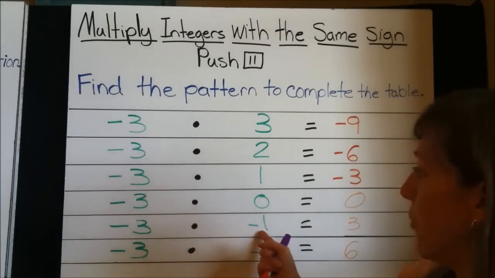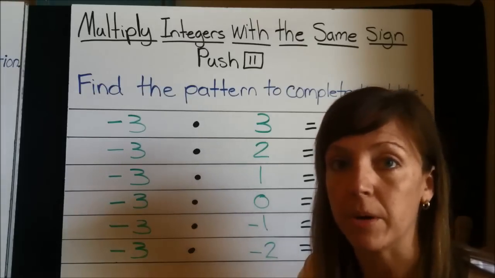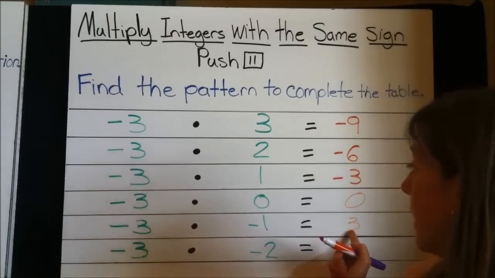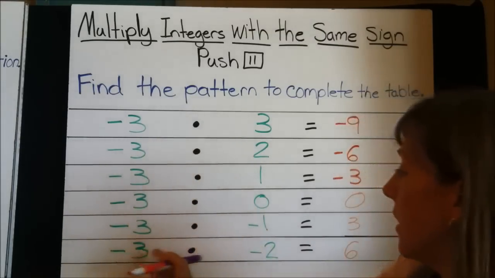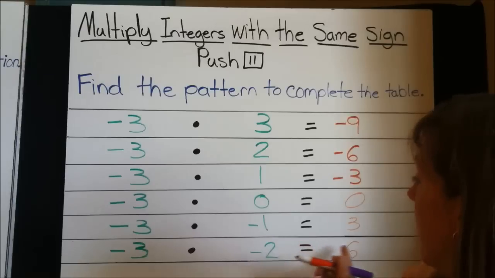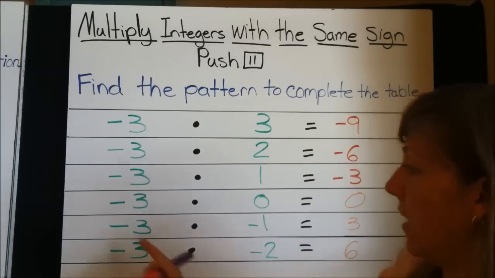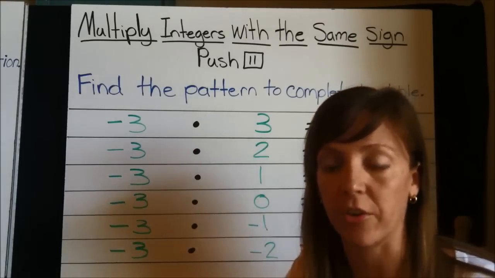Negative 3 times negative 1 is the positive number. We're going to get a positive 3 here, because it's like I'm taking away the negativity. Negative 3 times negative 2 is positive 6. Again, two negatives are going to cancel each other out.